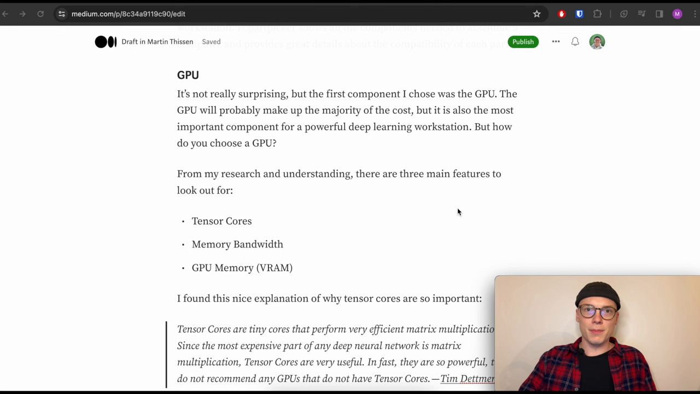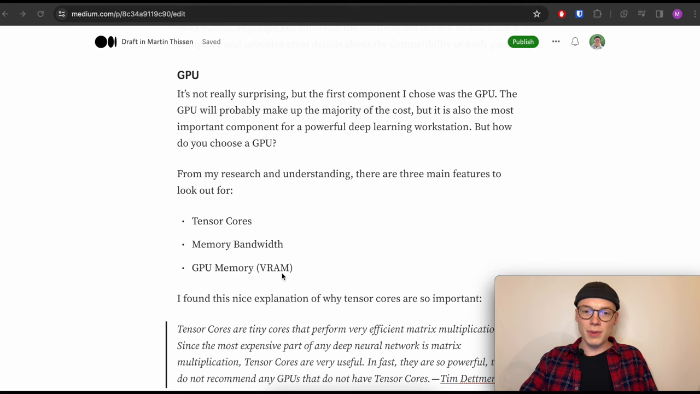All right, let's start with the most important component, the GPU. While the GPU most likely will make up the majority of your cost, it is also the most important component for a powerful deep learning workstation because during inference, fine-tuning or training, ideally all the computation is done using the GPU. But how to choose the right GPU? From my research and understanding, there are three main features to look out for, which are the tensor cores, the memory bandwidth, and the GPU memory.